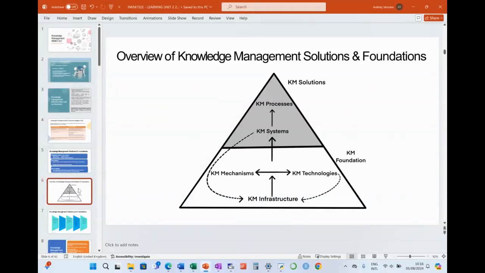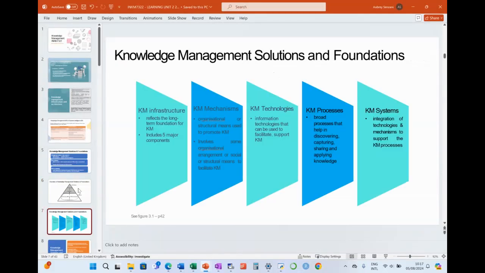So we have the knowledge management mechanisms, which are very closely linked to knowledge management technologies. Then we have the knowledge management infrastructure, which is what we're going to be focusing on today. All those things in the bottom half of that pyramid speak to your knowledge management foundation, which then aids you in putting together systems and processes, which then give you your knowledge management solutions. So that is an overview of your knowledge management solutions and foundation.